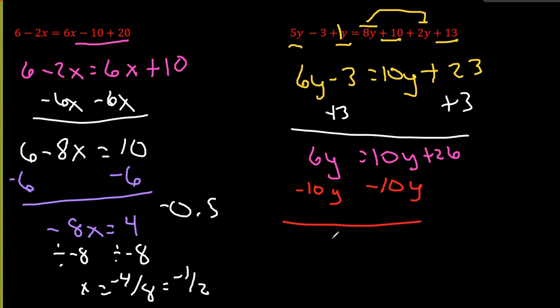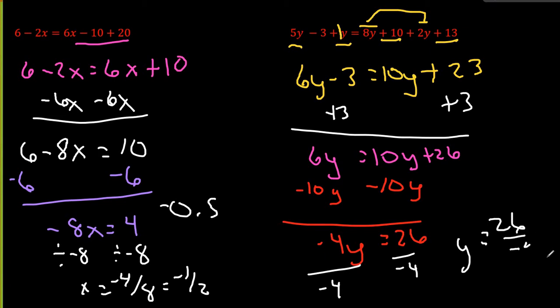6y minus 10y is negative 4y equals 26. And it looks like we're going to have a fun little fraction here. When we divide both sides by negative 4, that's going to give us y equals 26 over negative 4. If I use my calculator, just to get a decimal for that, that's going to be negative 6.5. Your answer probably will be acceptable if you put that in there.